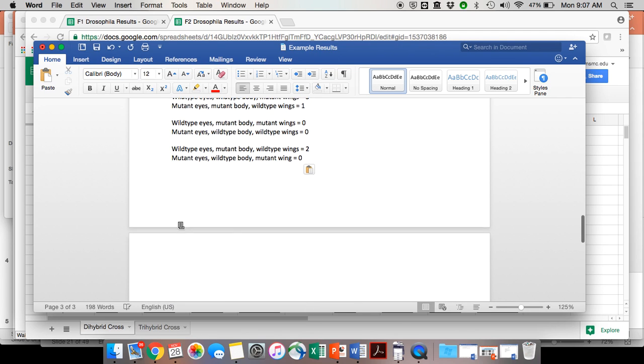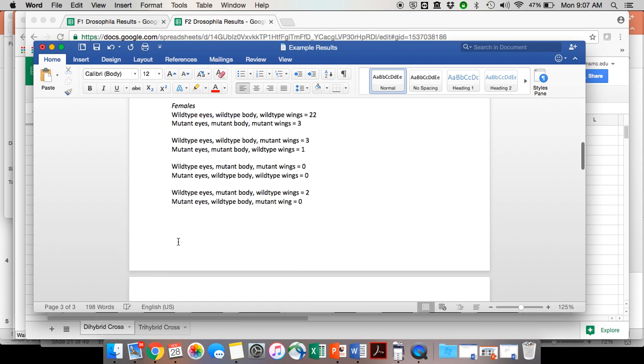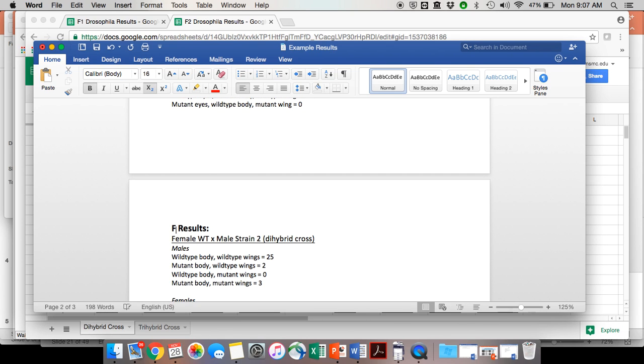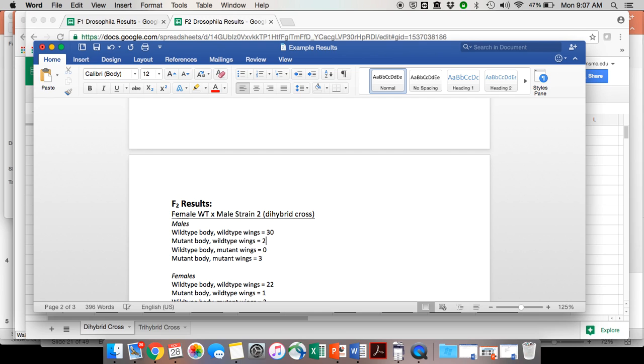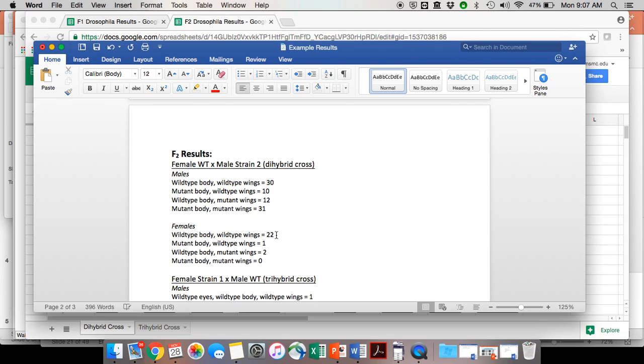We'll say that these are our F2 results, and the difference between your F2 and your F1 is basically you're going to have more. So let's say we had 30 and 10 and 12. I'm just making up numbers here. Your numbers are going to be quite a bit lower, I'm sure, because you didn't have to do this many counts. 25 and 11 and 12 and 23.